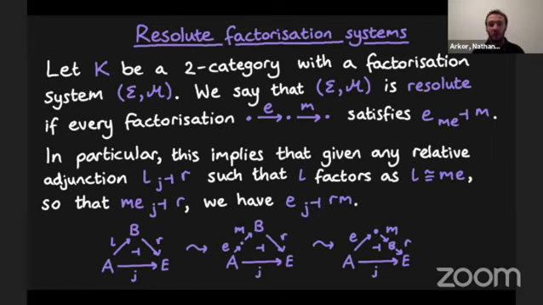So if you look at the diagrams at the bottom of the slide, what this property means is that if we have any J relative adjunction, for any J, so L is left adjoint to R relative to J, and we factorize the left adjoint into E followed by M, then if the factorization system is resolute, we can shift M over to the right-hand side. So then E is left adjoint to M followed by R. So a resolute factorization system essentially allows us to shift M cells from one side of a relative adjunction to another.